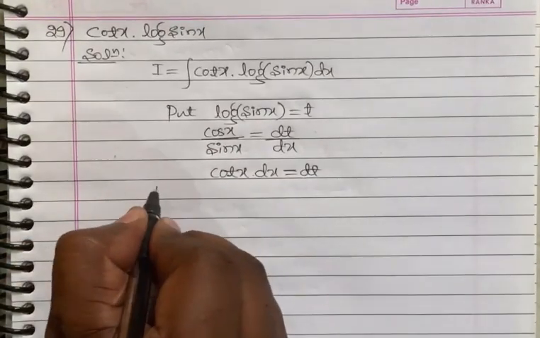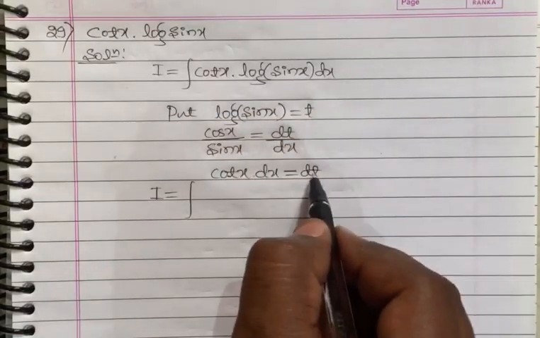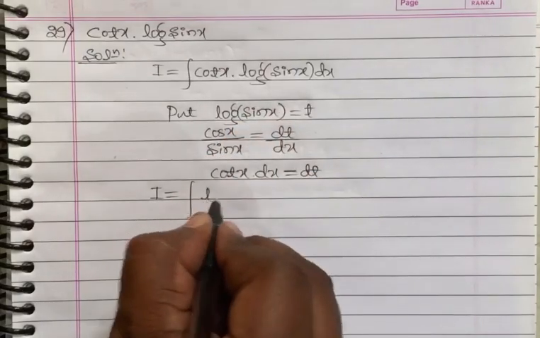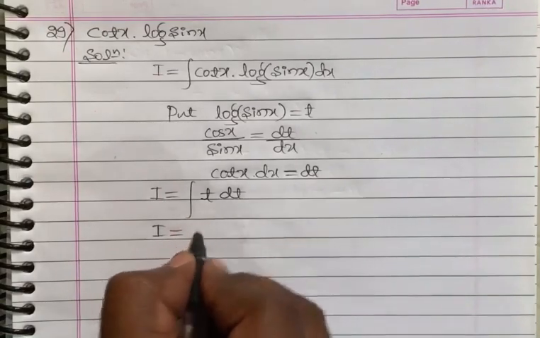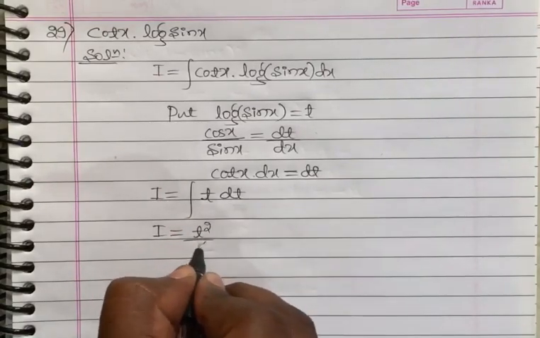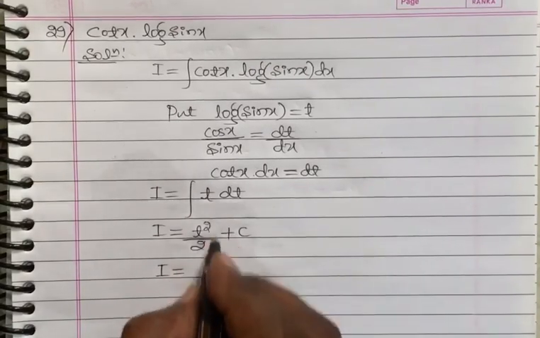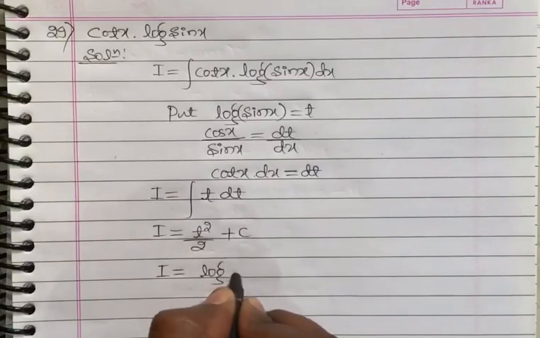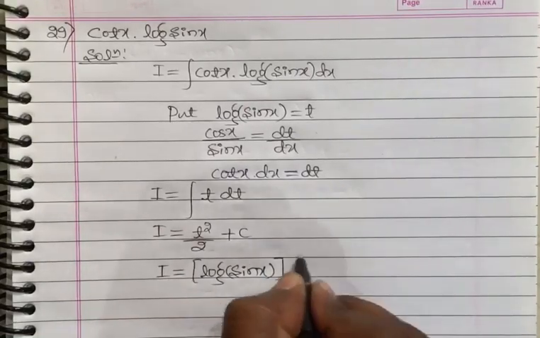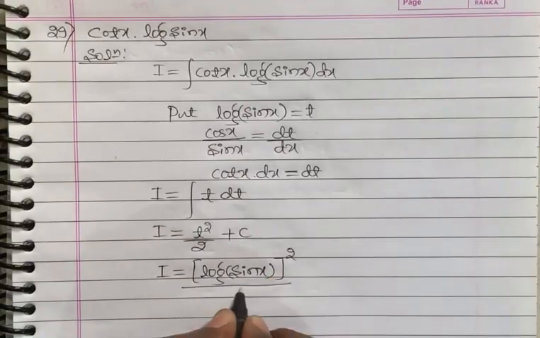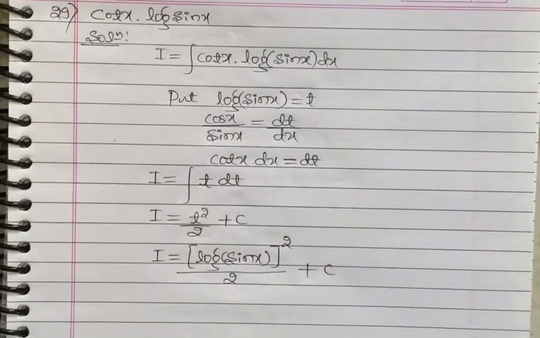So let us rewrite the given integral. See here, cot x dx will be dt, then log sin x is t. So it becomes t dt. I equals, what is the integration of t dt? It is t square by 2 plus c. I equals, replace t here. So it is log sin x the whole square divided by 2 plus c. So this is all about the 29th problem.